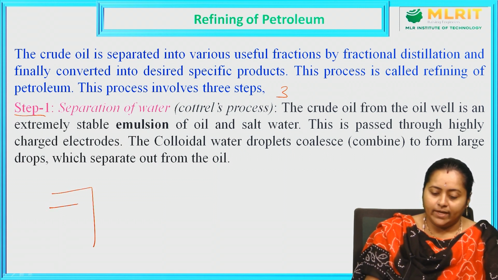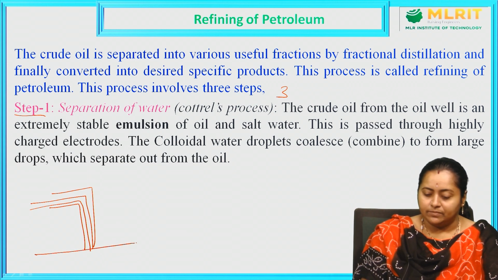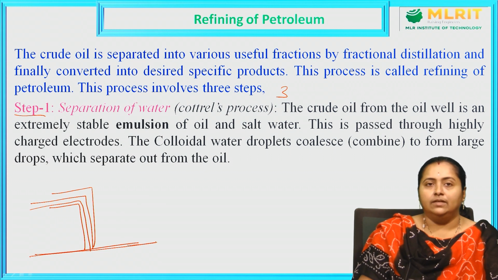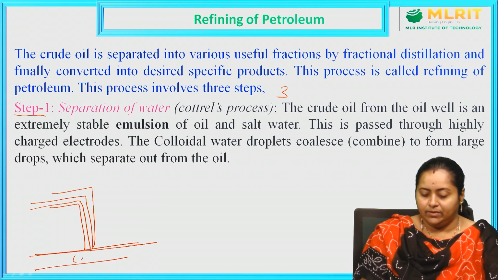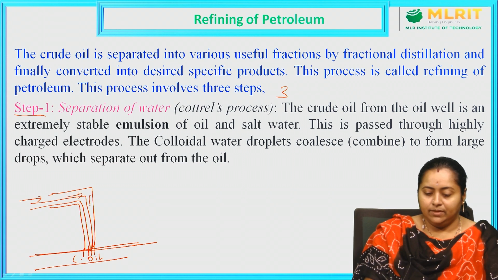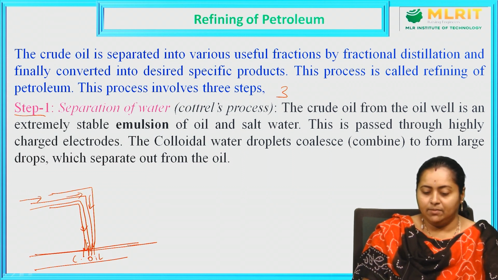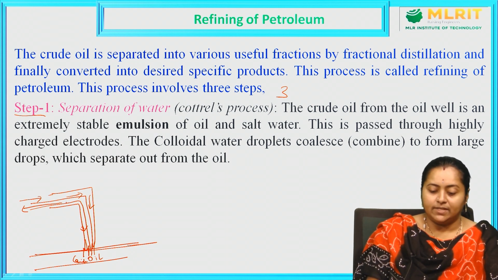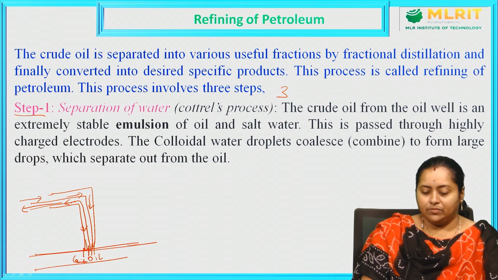Two coaxial pipelines are inserted into the oil bearing region. Say this is the earth's core, and in this layer we have crude oil. Into this oil bearing region we insert two coaxial pipelines, that means both pipelines have the same axis. If I apply pressure on the outer pipeline like this, the crude oil present in this layer is extracted through the inner pipeline. This is what we call the extraction process.